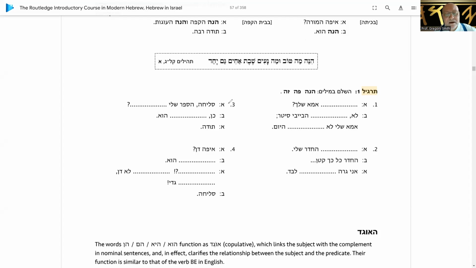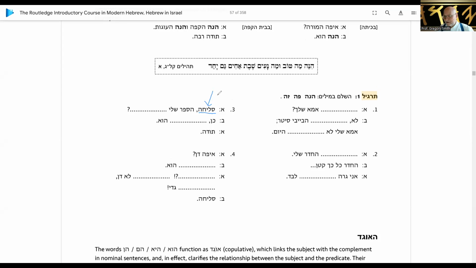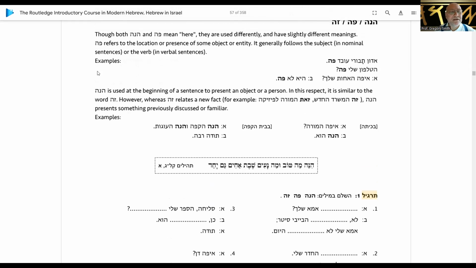Okay, number three, we have slicha. Now that slicha means excuse me. Slicha, excuse me. Hasefer shali, my book. Okay, I see what this is. So if somebody is going to a bookstore and they ordered a book, and they go to the counter and say slicha, hasefer shali, they want to say, is my book here? And so remember hine, I think, is always used at the beginning of a sentence.